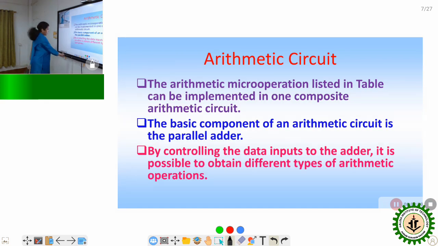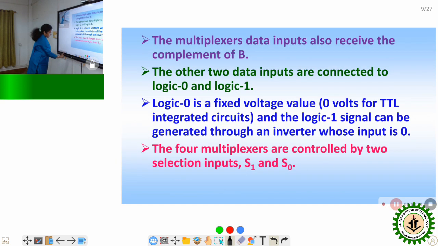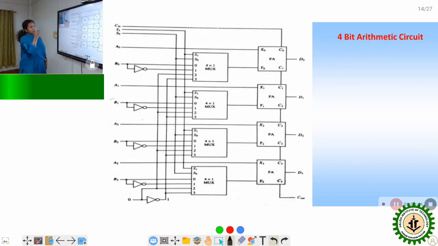Now today I will discuss how the 4-bit arithmetic circuit can be implemented. First of all I will show you the diagram. Here the 4-bit arithmetic circuit is implemented using 4 1-bit full adders. And here a 4:1 multiplexer is also needed.